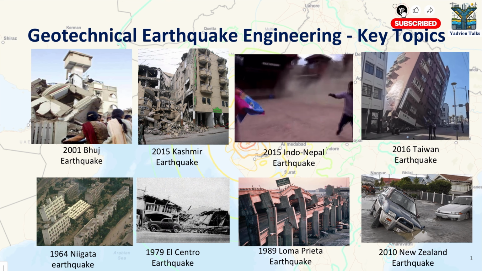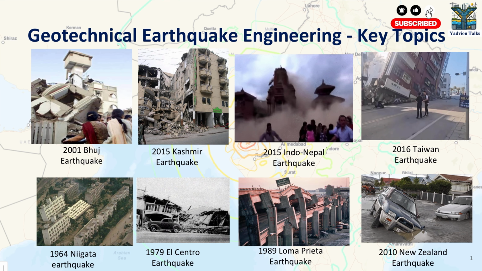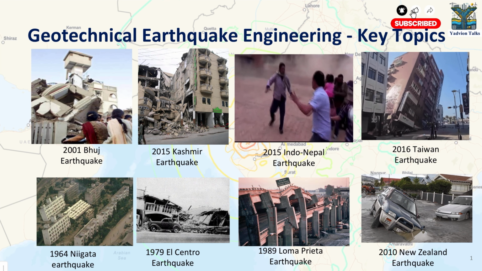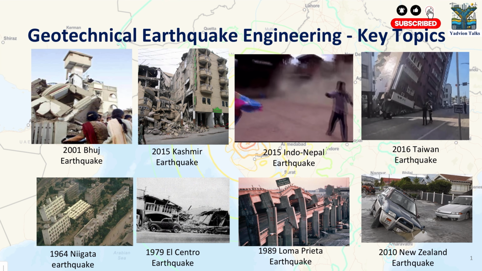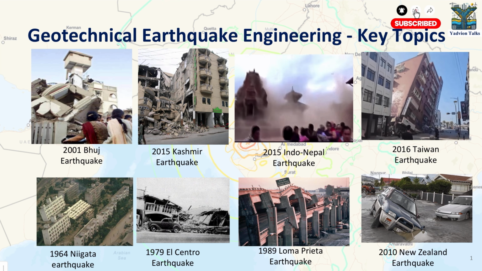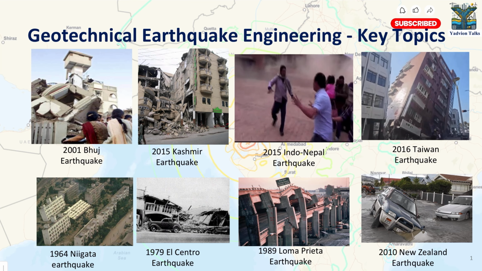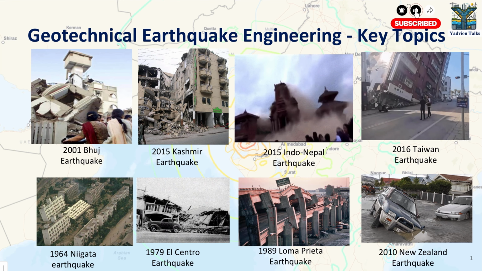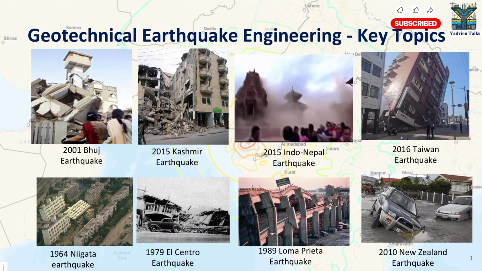In 2015, there were the Kashmir earthquake, the Indo-Nepal earthquake and the Taiwan earthquake. These are the recent earthquakes. While in 1964 there was the Niigata earthquake, and also the El Centro earthquake, the Loma Prieta earthquake and the New Zealand earthquake. All these are major examples of earthquakes which created disaster, death of people and loss of lifelines.